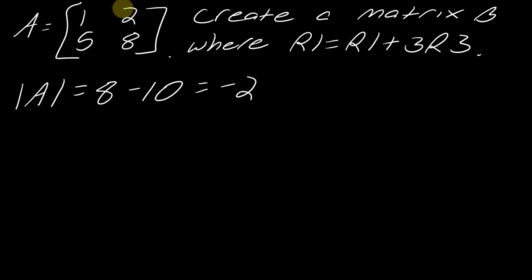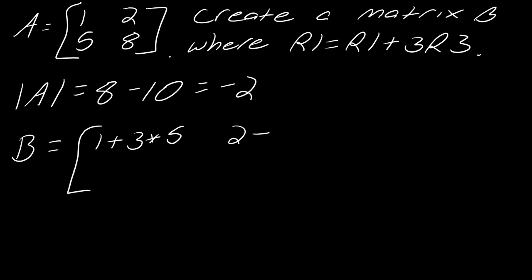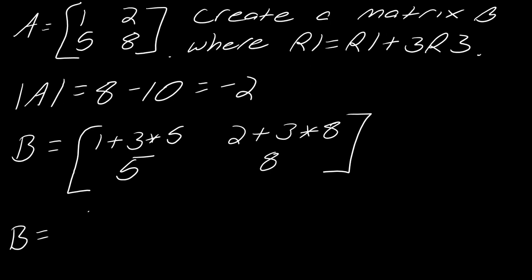Okay, so now I want to create a matrix B, where I'm going to take row 1 and replace it with row 1 plus 3 times row 3. So let's make matrix B. I want to be really clear about what I'm doing here. I'm taking these elements, and then I'm taking row 3, multiplying it by 3, and adding it to that row. So I'm really doing just one of the row transformations that we're capable of doing. So if I do that, I get 16, 5, 26, and 8.